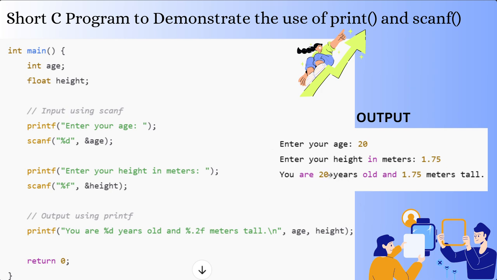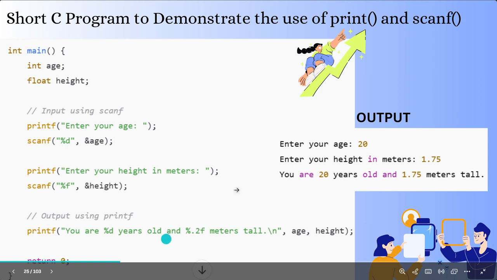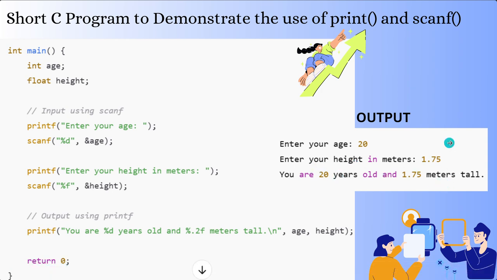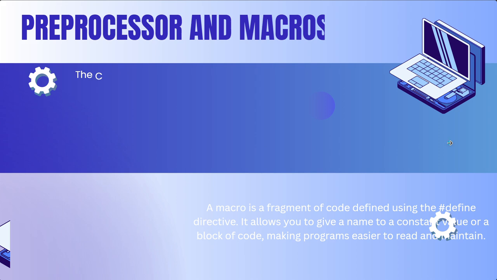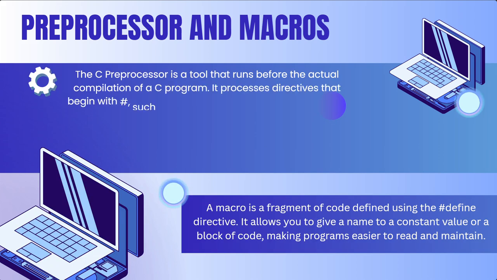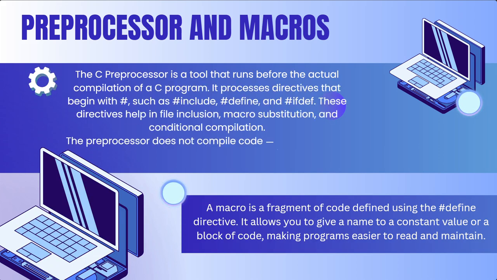This 20 is for %d. "You are %d years old" means 20 years old, the value which you have entered for the age. And 1.75 is the %.2f value of height which you have entered in the second line. That is printed finally. Moving on, we have preprocessor and macros.